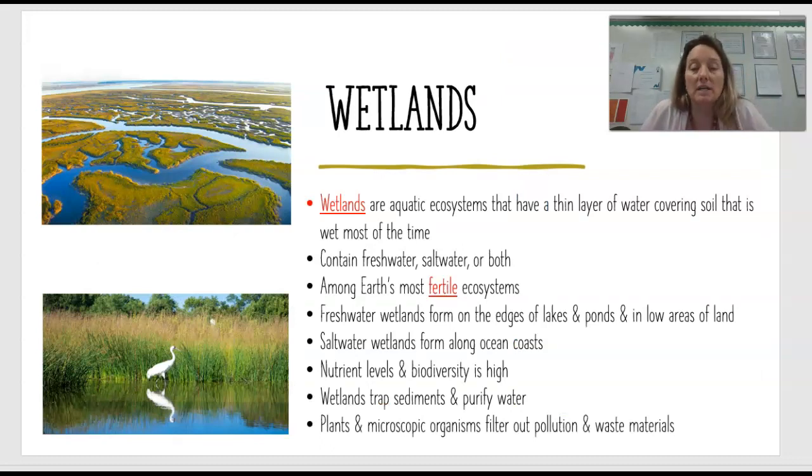Wetlands are aquatic ecosystems that have a thin layer of water covering the soil that is wet most of the time. You can have freshwater wetlands, saltwater wetlands, or a mixture of both. Wetlands are among the Earth's most fertile ecosystems. They form on the edges of lakes, ponds, and in low areas of land, also along ocean coasts. They've got high levels of nutrients and they're very biodiverse.